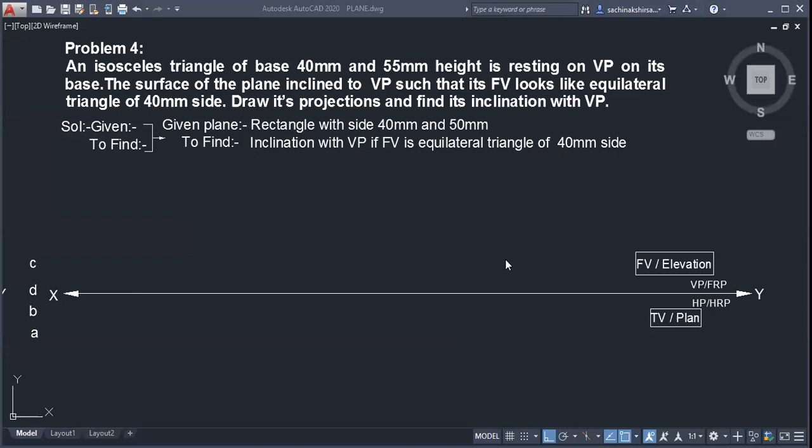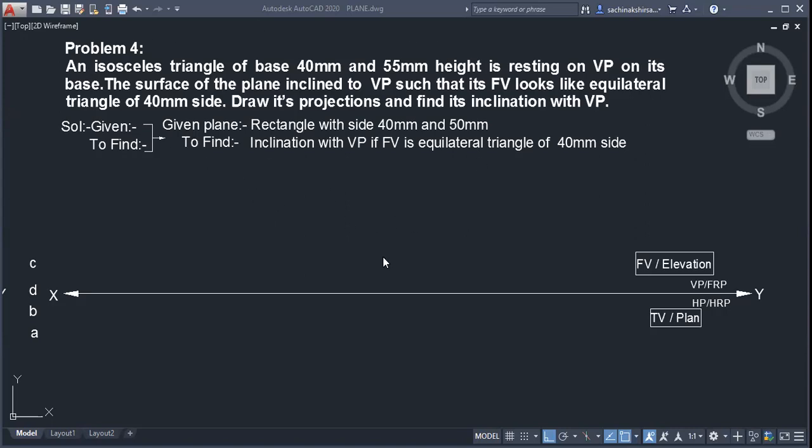So for all, you can read the problem once again carefully. An isosceles triangle of base 40 mm and 55 mm height is resting on VP on its base. The surface of the plane is inclined to VP such that its FV looks like an equilateral triangle of 40 mm side. Draw its projection and find its inclination with VP. Okay, so again, a reversed problem. Thank you, roll number 10.